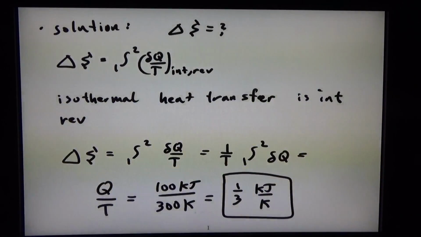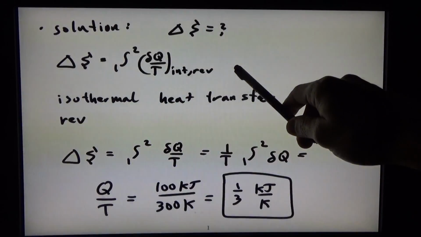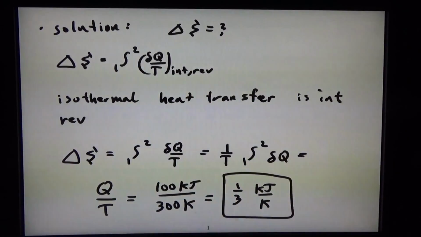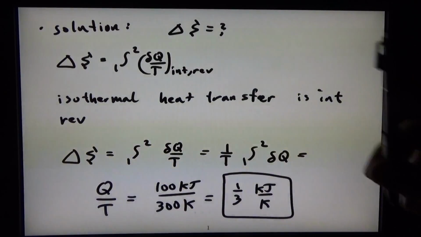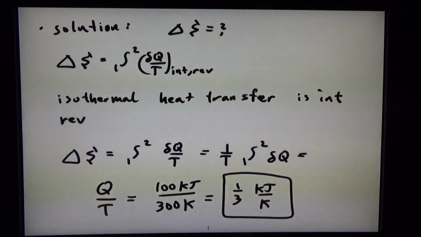So to wrap it up, if we ever have an isothermal heat transfer, then we use this equation to calculate delta S, and it pretty much gives us this result every time, Q divided by T. Really the only scenario where we want to calculate delta S this way is whenever we have heat transfer into or out of an energy reservoir.